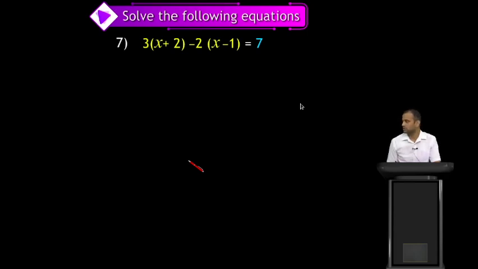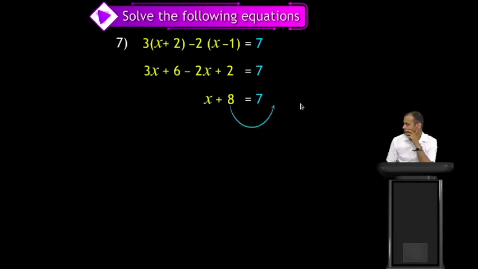Okay, now the other equation. Here we have to multiply with 3 and multiply with 2. So it can be written as 3x plus 6 minus 2x plus 2. So x equals 7 minus 8, which is minus 1.